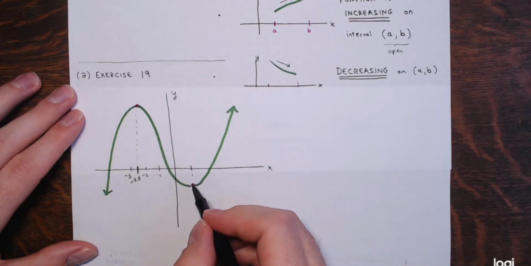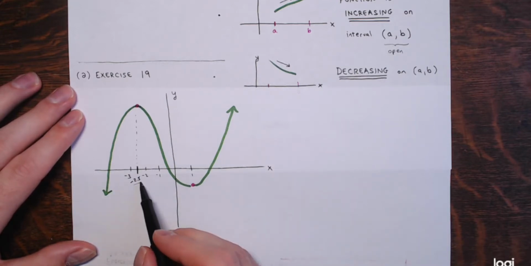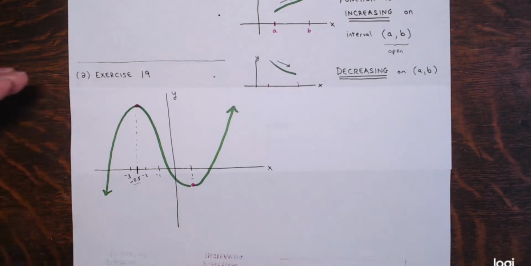And then the bottom of this dip, this valley, this low point over here, was underneath x equals 1. It looked very much like underneath x equals 1. Right. And those are all I really need. I need the -2.5 and the +1, the numbers that are going to be mentioned when I state where this function is increasing or decreasing.